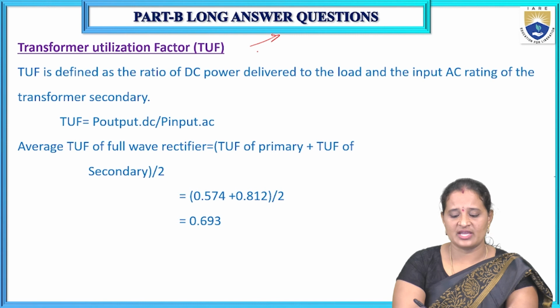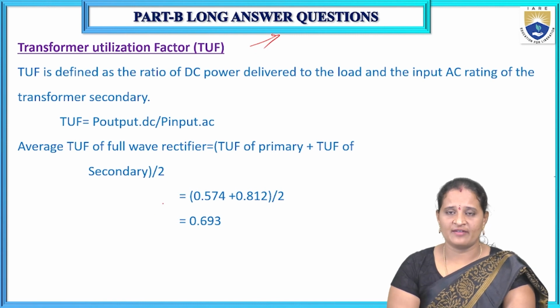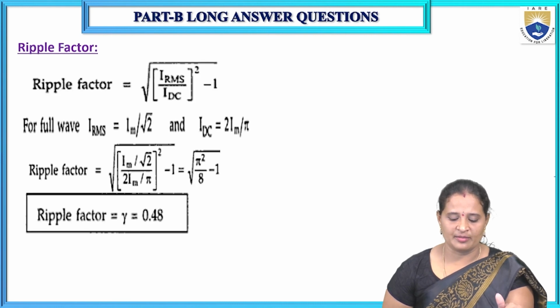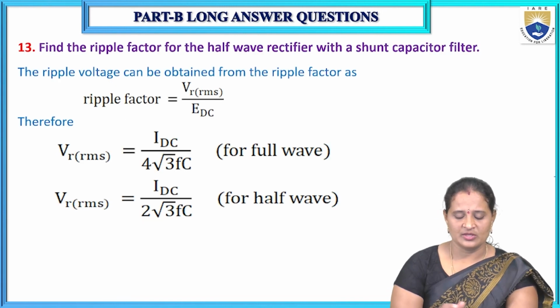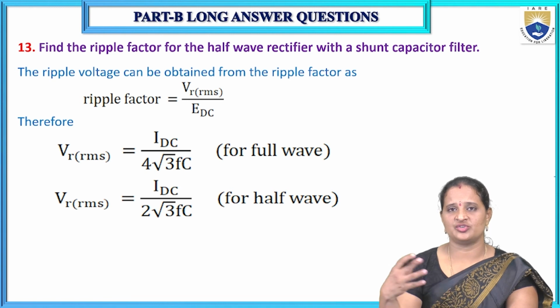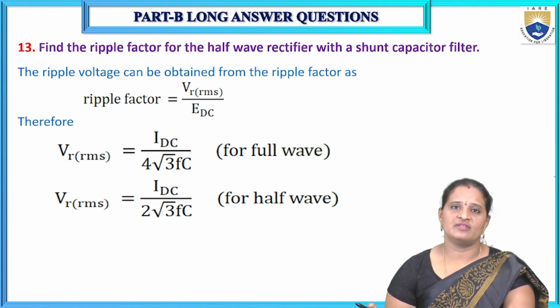What is transformer utilization factor? How to derive it? What is the final value of the transformer utilization factor for a full wave rectifier? Similarly, ripple factor. Define ripple factor and do the derivation. Finally, find out the ripple factor for the full wave rectifier. So like that, every parameter you should define first and then derive the equation.